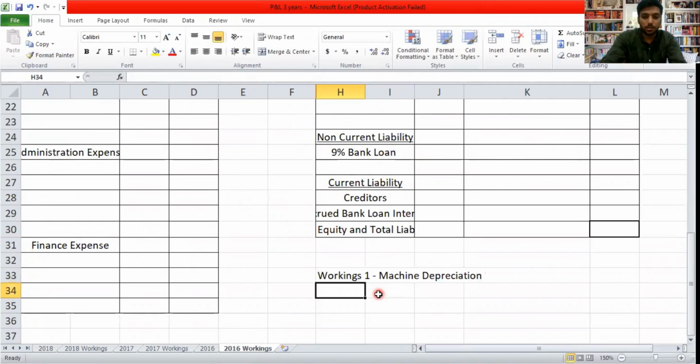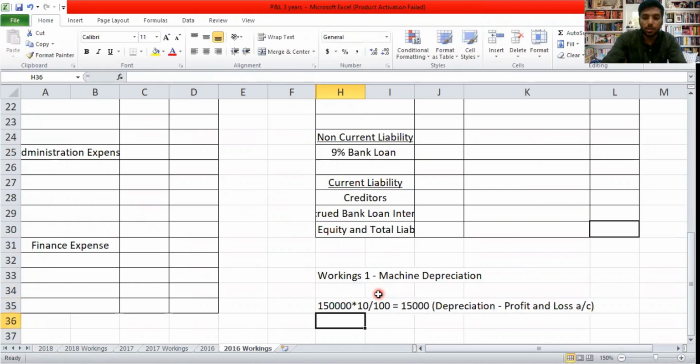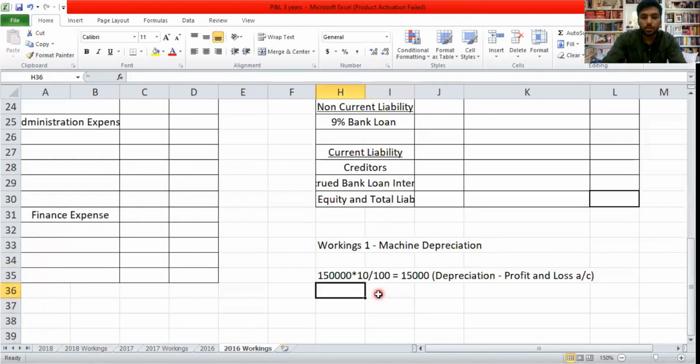So I'm going to find 10%. The cost is 150,000, into 10 over 100 will give you the actual depreciation for this year. So 150,000 into 10 over 100 will give you 15,000. 15,000 is your this year depreciation. So this is the depreciation you need to charge to profit and loss account. You can write profit and loss; always write the full term, don't write short terms. Profit and loss account. Then you need to find your provision. There's no provision, so you can take directly this 15,000 to profit and loss account.